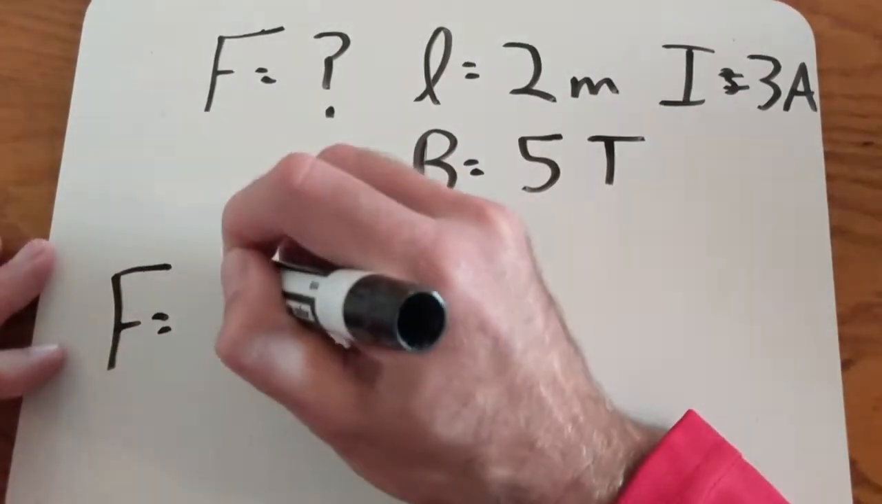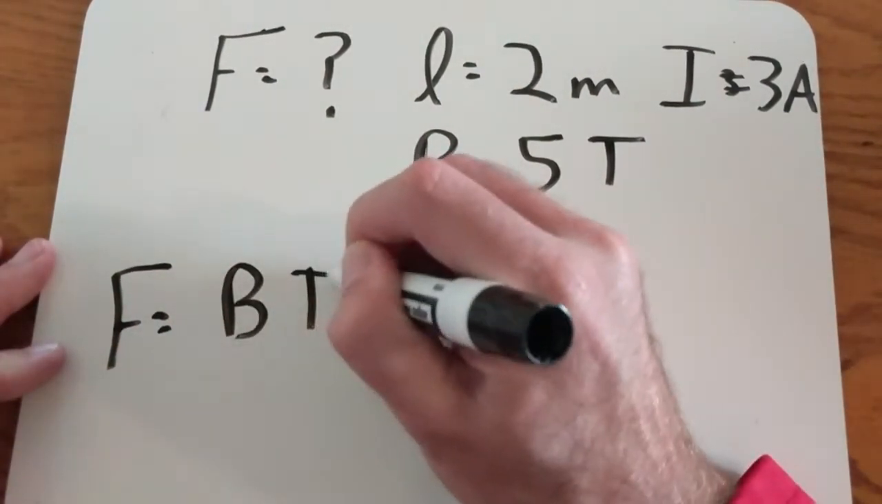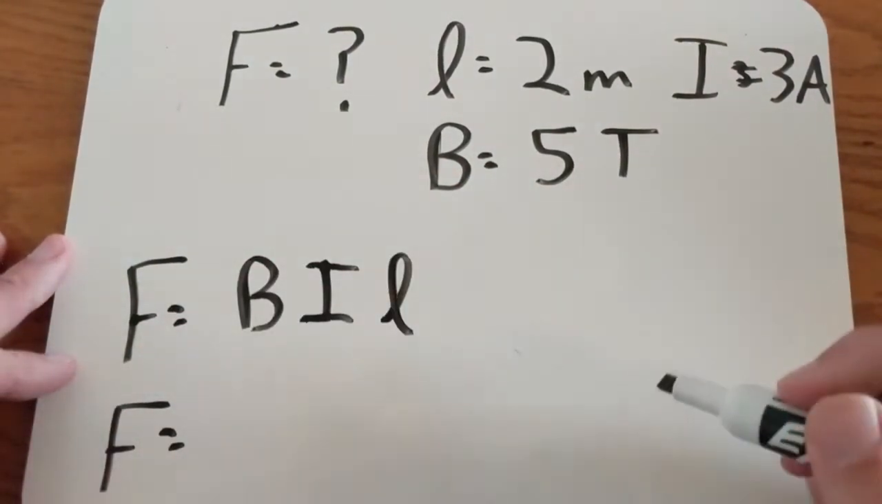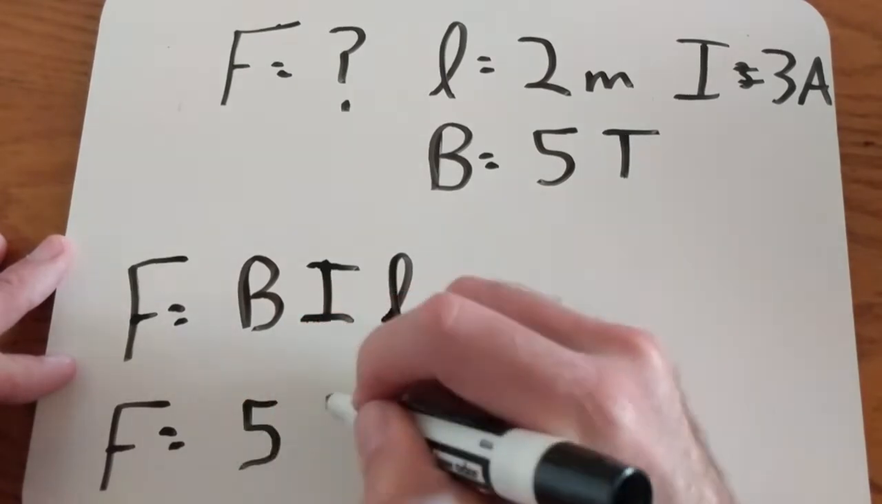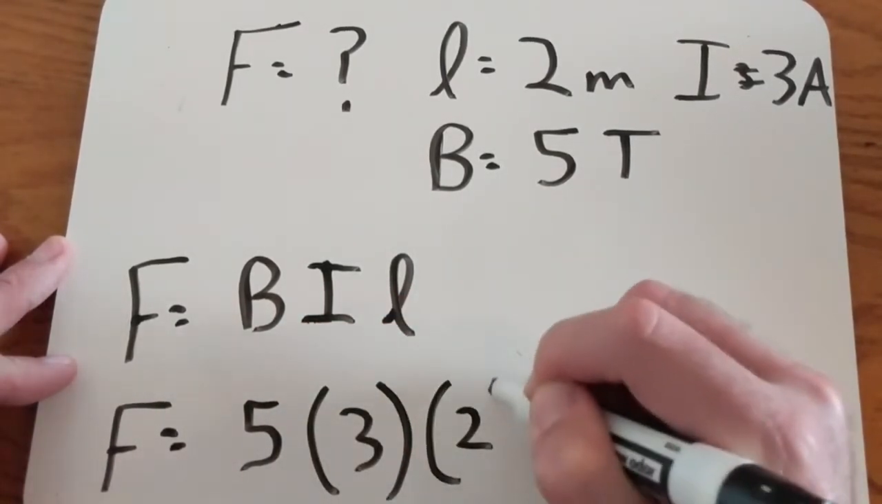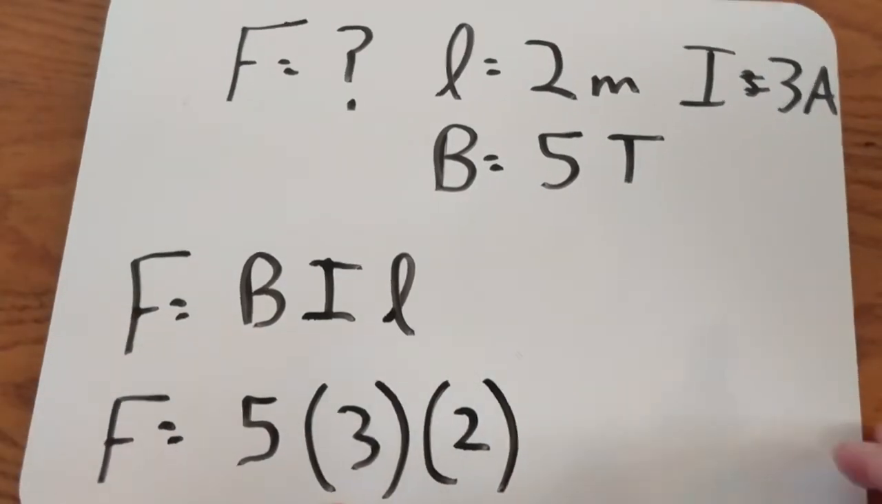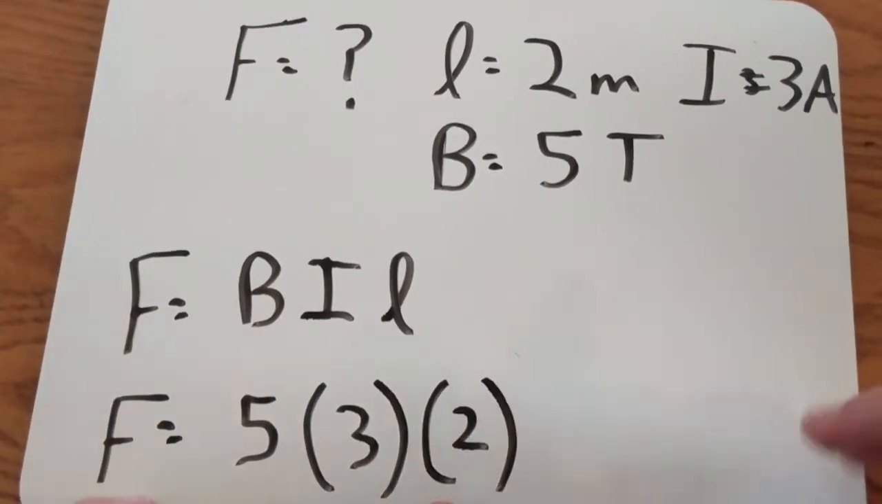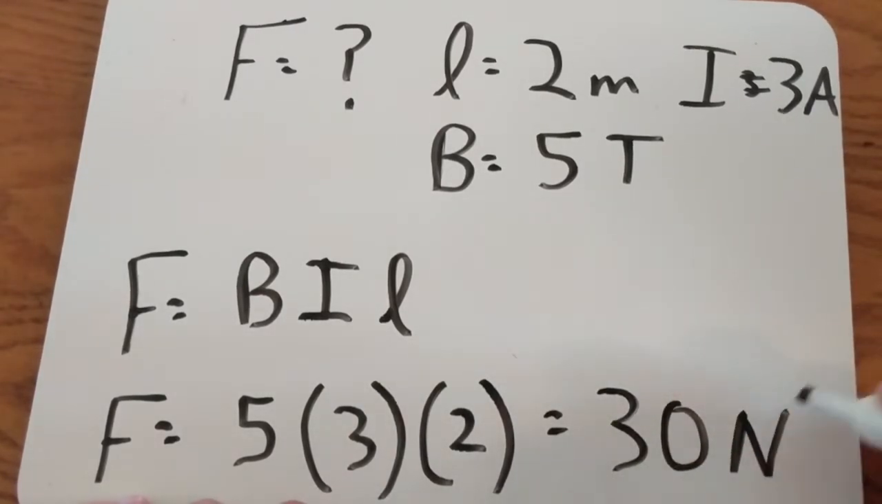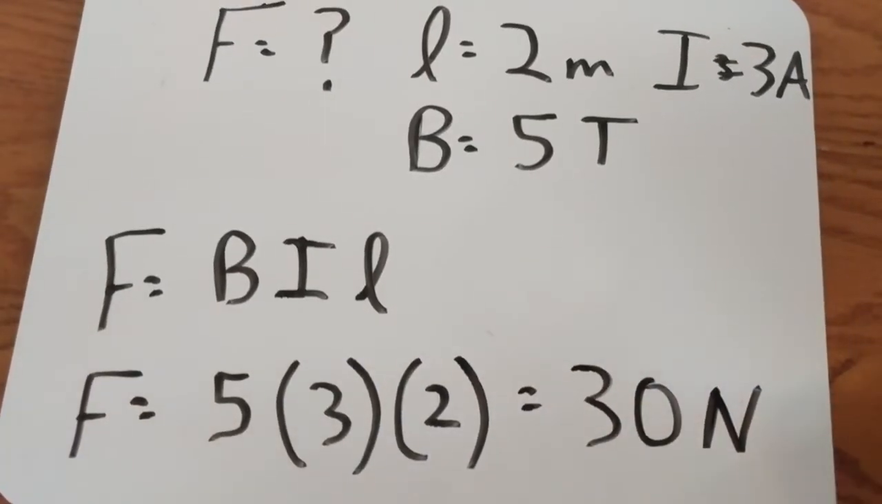F equals B I L, and we can do this in our head. B is equal to 5, I is equal to 3, and L is equal to 2. So 5 times 3 is 15. 15 times 2 gives me 30 newtons. Pretty straightforward and easy problem.